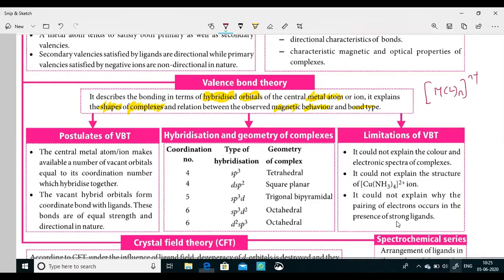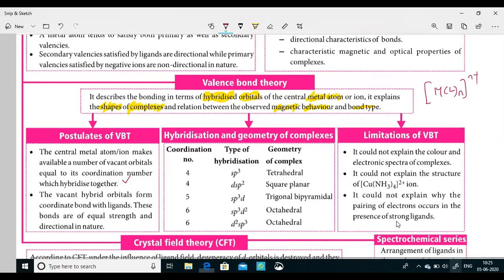So how many vacant orbitals are there? That will be the coordination number. Suppose the metal ion has 5 vacant orbitals. That means it can accommodate 5 ligands, that means it is able to form bonds with 5 ligands. That is the first postulate.